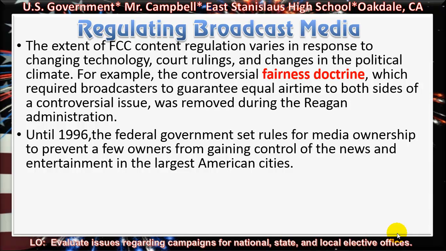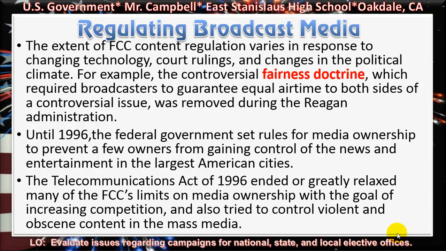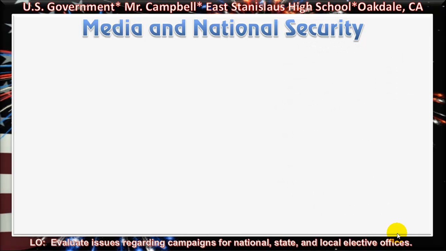Until 1996, the federal government set rules for media ownership to prevent a few owners from gaining control of the news and entertainment in the largest American cities. The Telecommunications Act of 1996 ended or greatly relaxed many of the FCC's limits on media ownership with the goal of increasing competition, and it also tried to control violent and obscene content in the mass media.